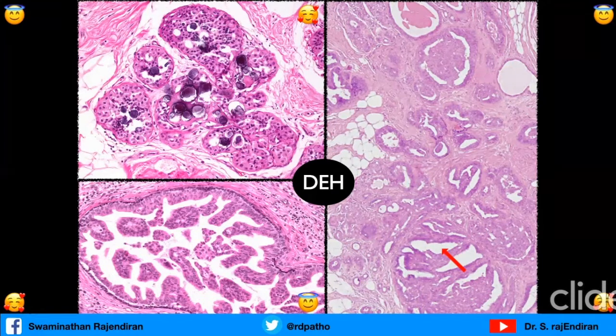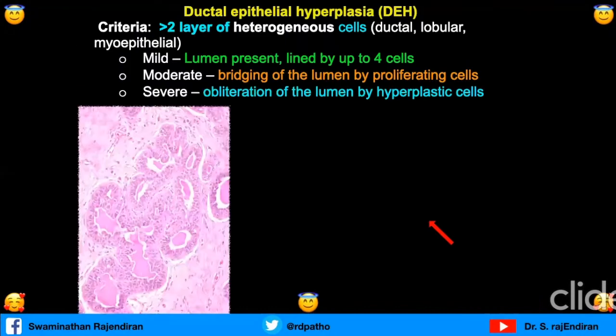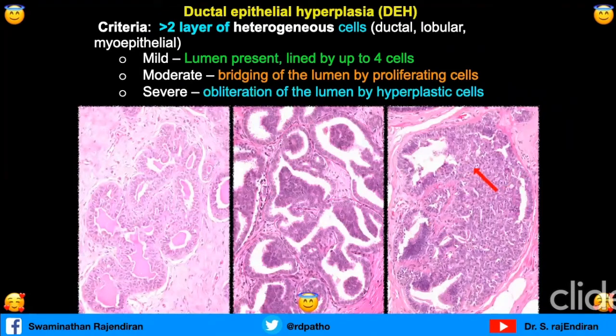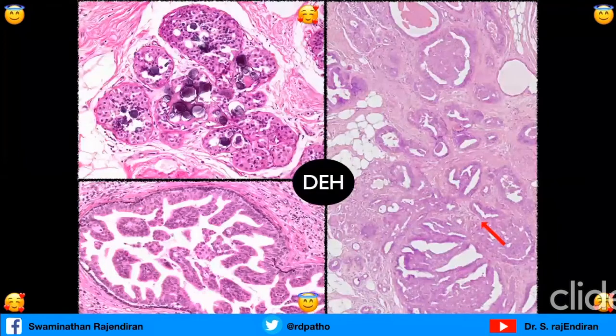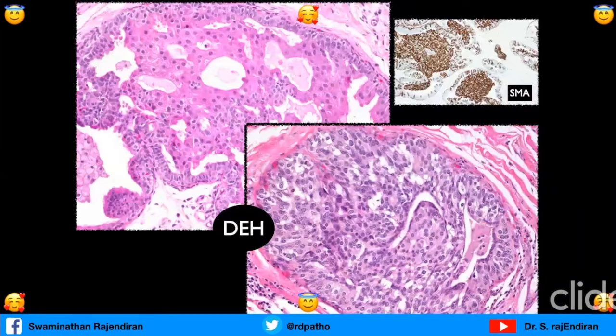Another thing you have to remember, is there any high power in this one? There is a heterogeneous population. See the vacuolated cells. These are the myoepithelial cells. The myoepithelial cells are seen in the center as well as in the periphery. That concept is very, very important. Any benign condition is a heterogeneous population of cells. So here also you can see the heterogeneous population, and see the myoepithelial cells.